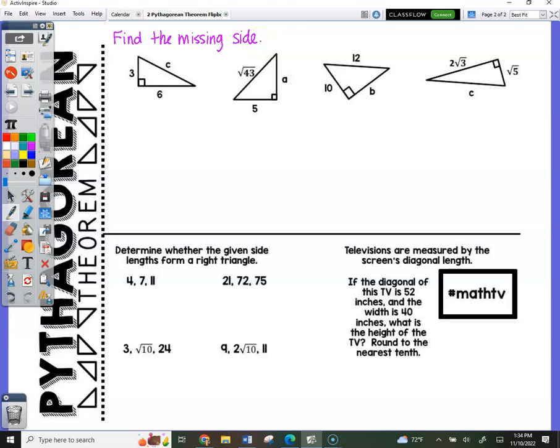I want you to start training yourself to draw an arrow from the right angle to the hypotenuse every time. And trust me, there's a reason for that with where we're going with this. That's going to help you remember that that is the longest side, which means when you go to the Pythagorean Theorem, it has to be plugged in the position of which letter? C, which in this case is the letter C.